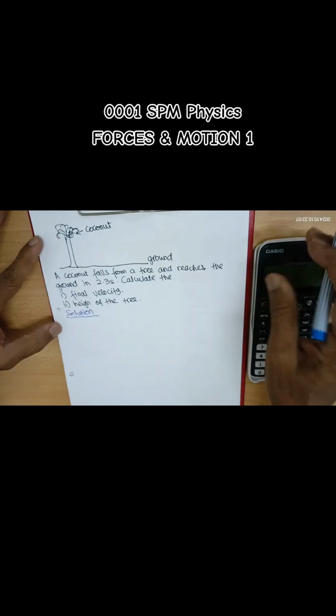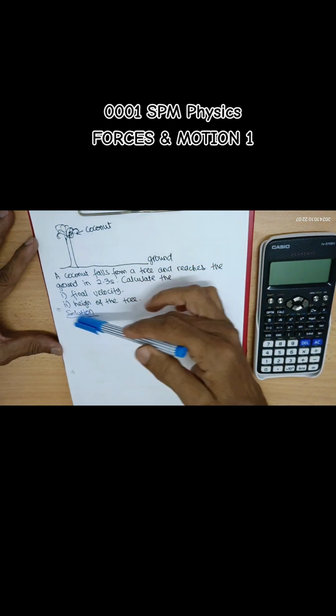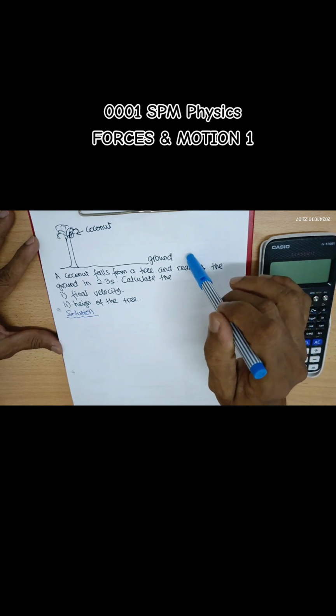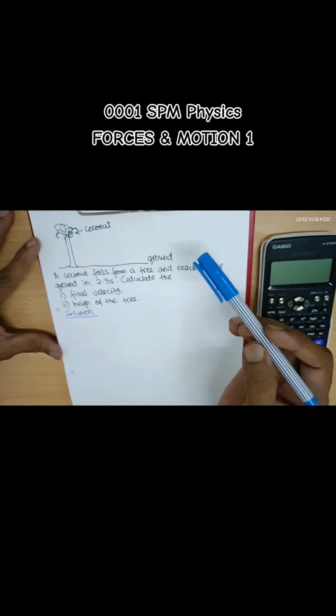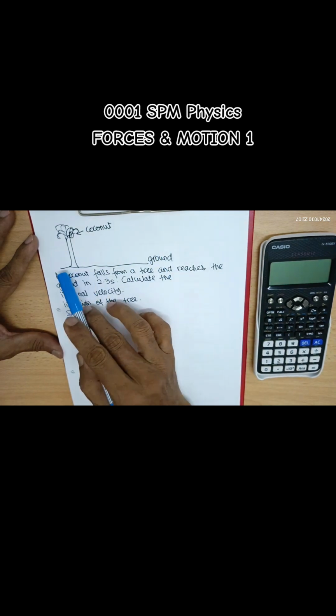Okay, good evening. Today we are going to do this physics question. This one is under forces and motion, and it falls under the Form 4 syllabus. So you see this question here. This is a coconut tree labeled, and this is the ground.